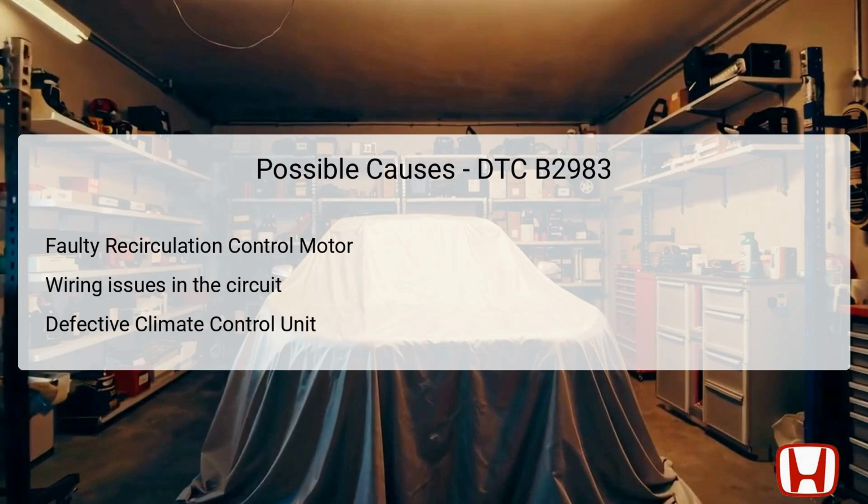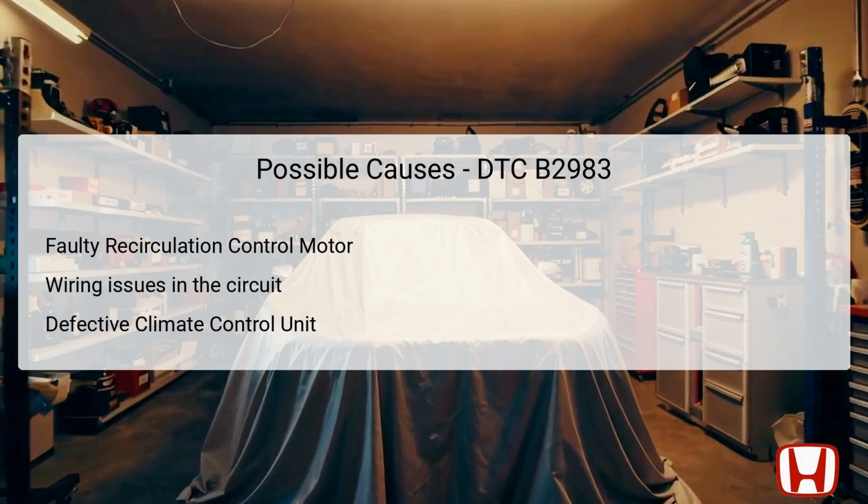Several possible causes may lead to DTC B2983. Firstly, a faulty recirculation control motor could be the primary issue. This motor can experience wear, internal failure, or electrical malfunctions. Secondly, wiring issues, such as damaged or shorted circuits in the control motor wiring, can disrupt the proper function of the circuit, leading to the error code being stored.